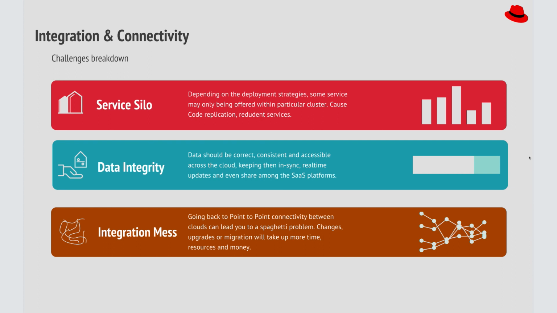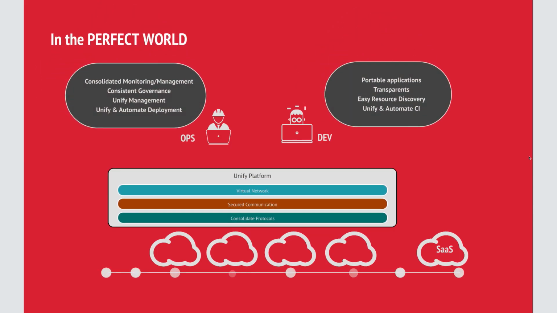Another one is data integrity. Well, I don't think I need to explain how important it is to keep data real-time and in sync. Last one, I don't really hear many people talking about it, but it is definitely going to affect how fast you deliver changes for your applications: having too many point-to-point connections would lead to an integration mess.